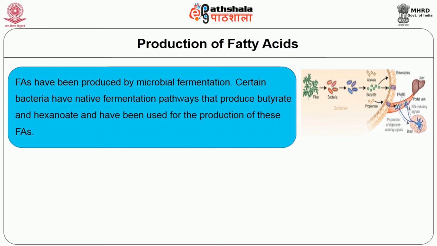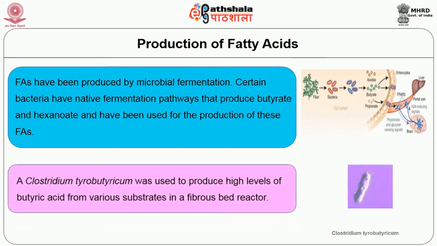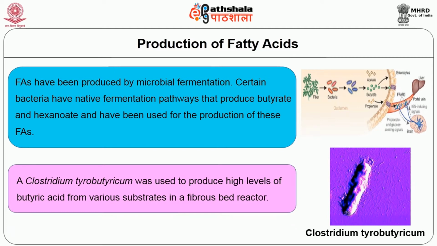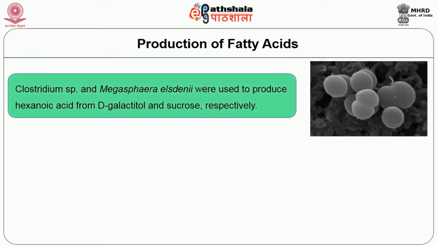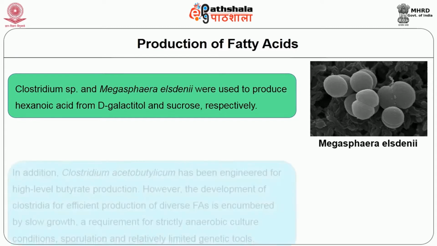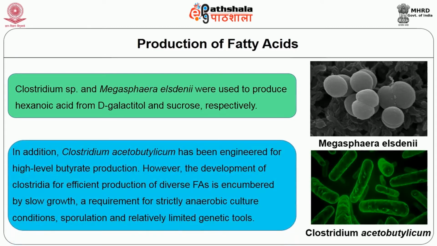Clostridium tyrobutyricum was used to produce high levels of butyric acid from various substrates in a fibrous bed reactor. Clostridium species and Megasphaera elsdenii were used to produce hexanoic acid from D-galactitol and sucrose respectively. In addition, Clostridium acetobutylicum has been engineered for high-level butyrate production.